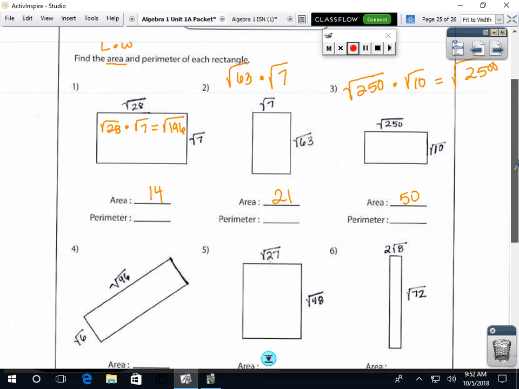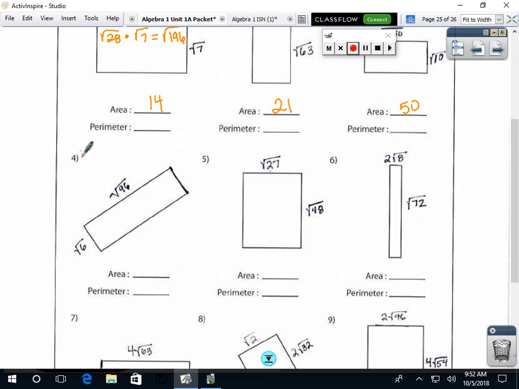All right, number 4. The length is the square root of 96. The width is the square root of 6. And that would become the square root of 96 times 6, which is 576. And then the square root of 576 is a perfect square, 24.